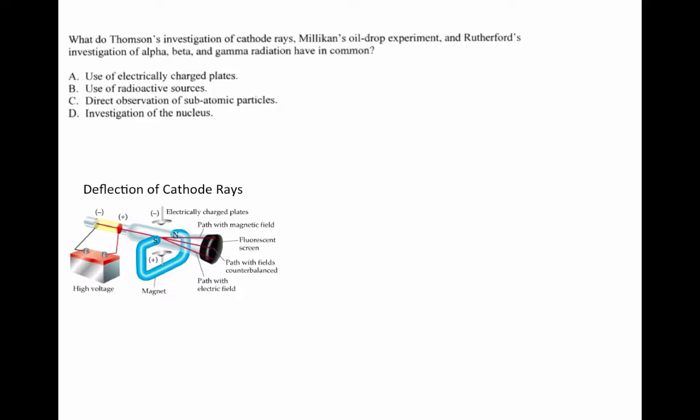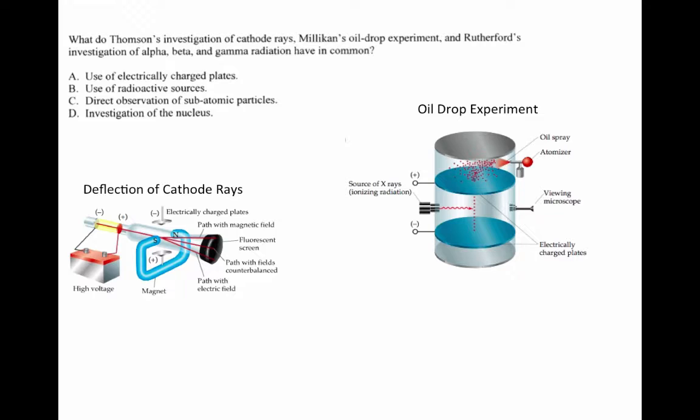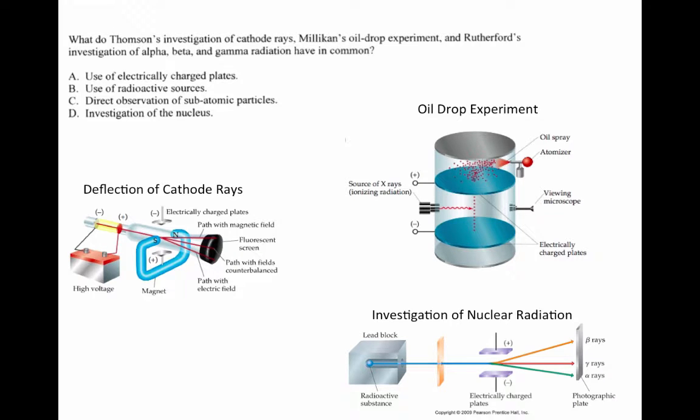Well, in terms of J.J. Thomson's deflection of cathode rays experiment, does it include electrically charged plates? Yes, it does, but it does not include radioactive sources. Millikan's experiment, in which we had our oil drops falling through the chamber, did it include electrically charged plates? Yes, that's what caused the droplets to be suspended. How about the investigation by Rutherford of nuclear radiation? Yes, once again, they were being sent through electrically charged plates, and that caused their deflection. So clearly, the best answer here is that all three of these used electrically charged plates.